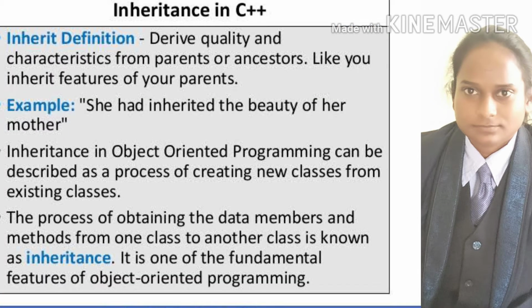Inheritance. Inherit means to derive qualities and characteristics from parents or ancestors, like you inherit features of your parents. Example: she had inherited the beauty of her mother. Inheritance in object-oriented programming can be described as a process of creating new classes from existing classes. The process of obtaining the data members and methods from one class to another class is known as inheritance. It is one of the fundamental features of object-oriented programming.